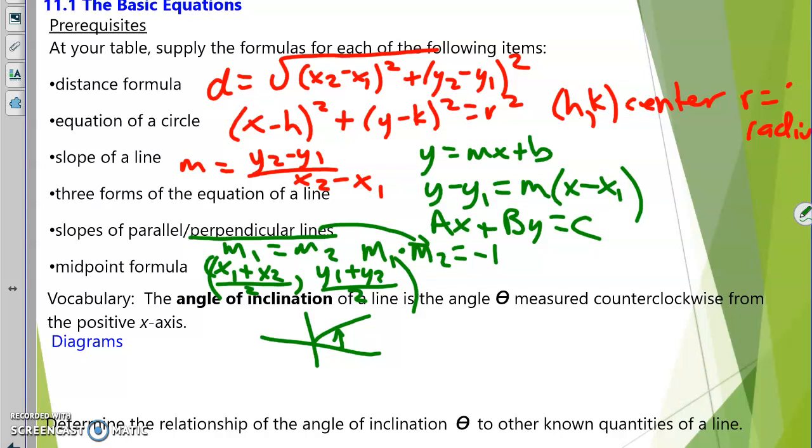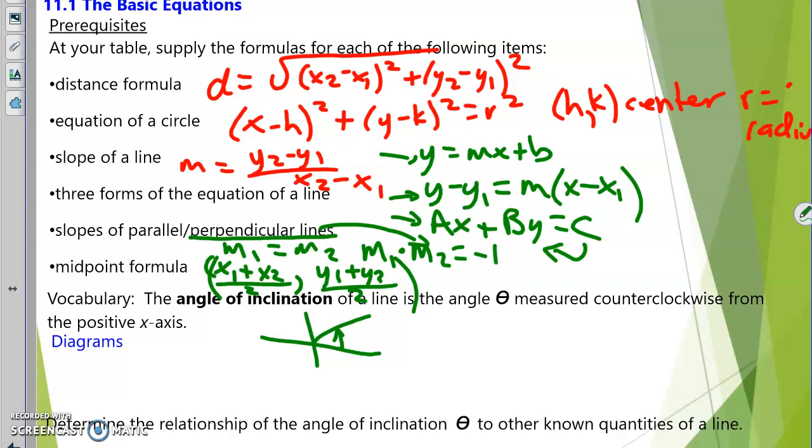First, the distance formula, and then the equation of a circle, where (h, k) is the center and r is the radius, slope of a line, three forms of the equation of a line: there's slope-intercept, there's point-slope form, and there's standard form. If you recall back in geometry, the C was on the other side for a distance from a point to a line. We'll probably revisit that on the next slide.